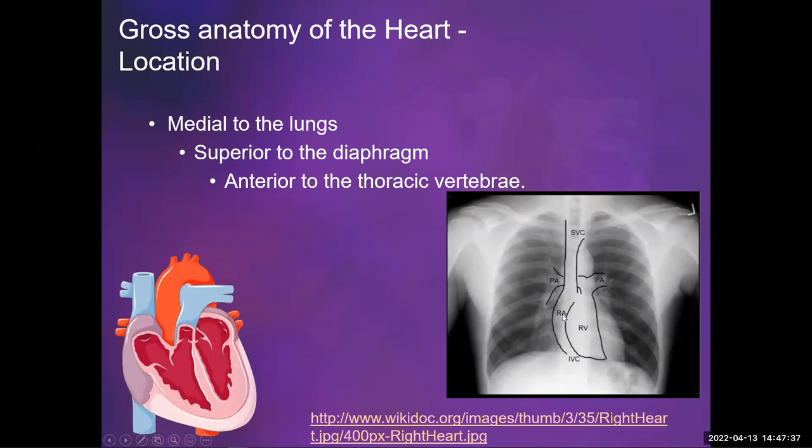Very good. RA stands for which part of the heart? Right ventricle? You're quite right, RV stands for right ventricle, and RA stands for the right atrium. Very good. Now, PA, what does that stand for? Here we see these vessels going to the lungs. Pulmonary artery. Very good, the pulmonary artery.